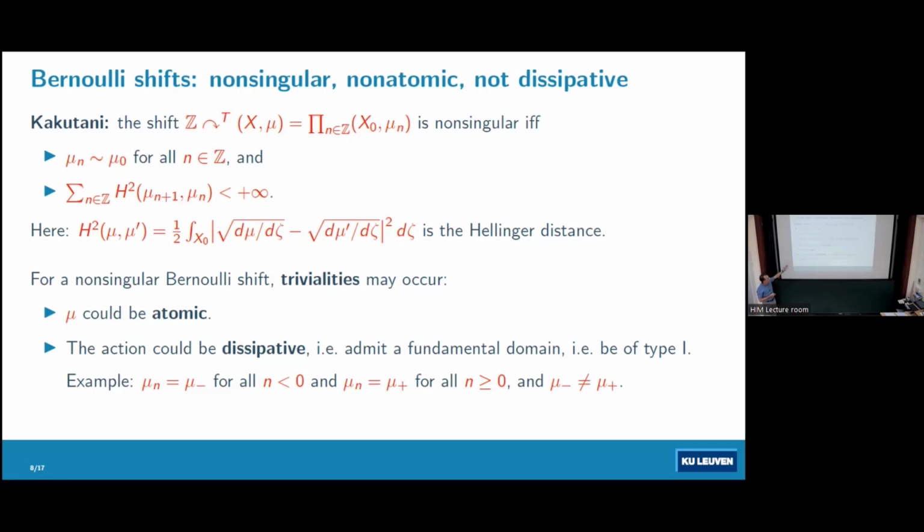This is quite common. Well, for instance, here, if you take for the Z action all negative mu n to be mu minus, all positive mu n to be mu plus, with mu minus and mu plus different, then this is always dissipative. So it does happen, and of course, in terms of which factors you can reach and types and so on, this is totally uninteresting. This is the type 1 case. We have to assume that we are not in this situation. And I will come back to say sufficient criteria that assure you that you are not in this situation.